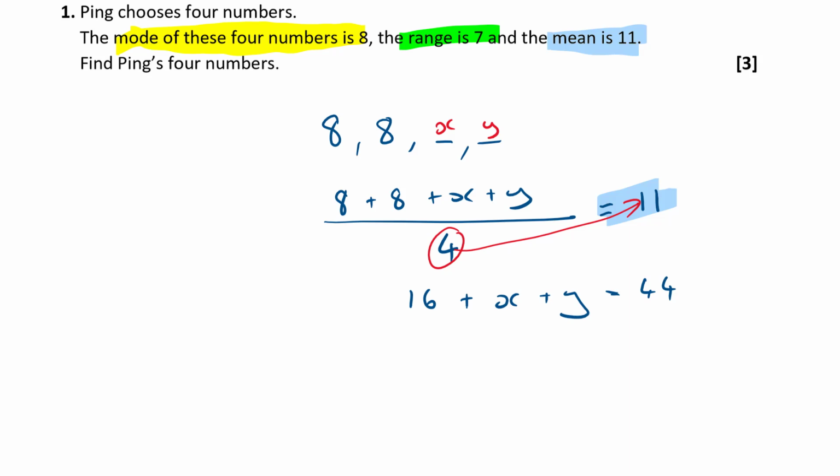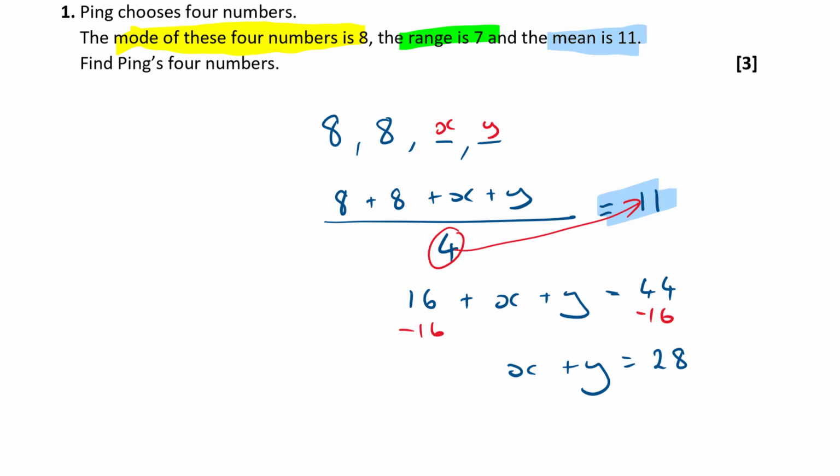And then subtracting 16 from both sides, I know that my last 2 mystery numbers must be 28. So my 2 numbers must add up to 28. So I've got 8 and 8, and I've got x and y.